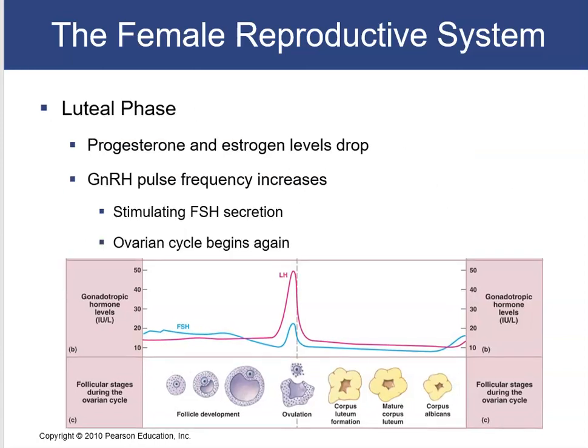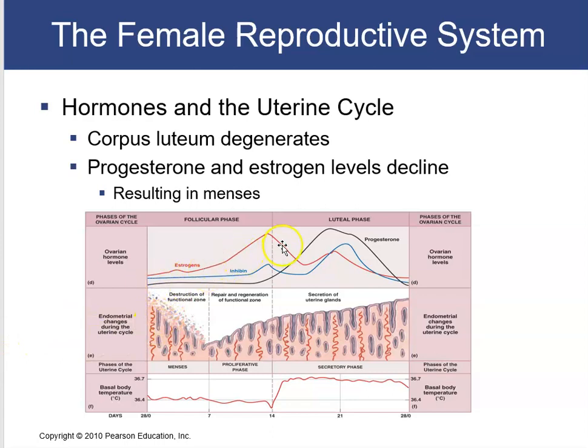Near the end of the luteal cycle, progesterone and estrogen levels will drop off dramatically. This will now allow the gonadotropin-releasing hormone pulse frequency to increase. As those pulses increase, that is going to stimulate an increase, as we see right here, in FSH secretion. That means, okay, increased FSH, we're going to start another cycle. Pregnancy did not occur, so we're going to start another follicle developing. Here's where we see the estrogen and progesterone levels: estrogen being very high during the follicular phase, and progesterone being very high during the luteal phase.